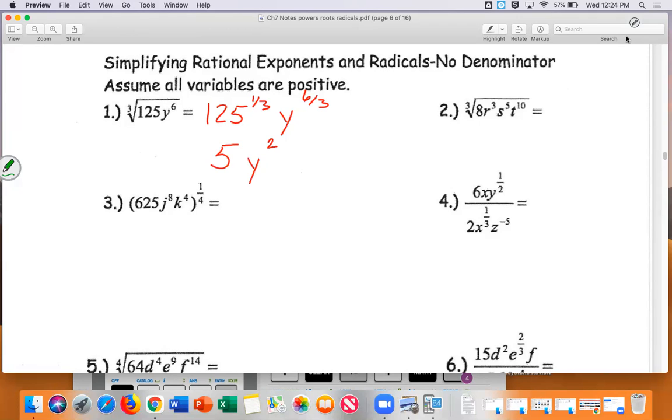Yeah. So it becomes 8 to the 1/3, r to the 3 over 3, s to the 5 over 3, t to the 10 over 3. And this says radicals, no denominator. Okay. So they want us to get rid of the denominators, not any restrictions to this stuff. Okay. So assume all variables are positive. All right. So 8 to the 1/3, 2.